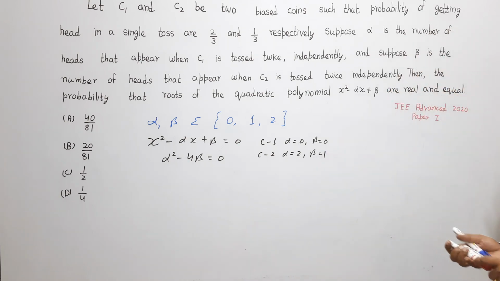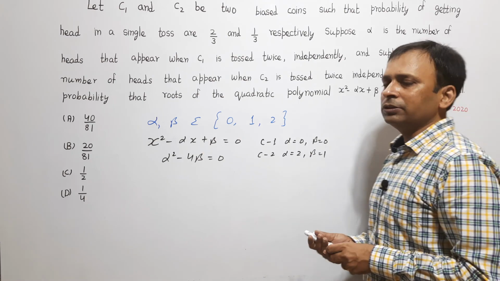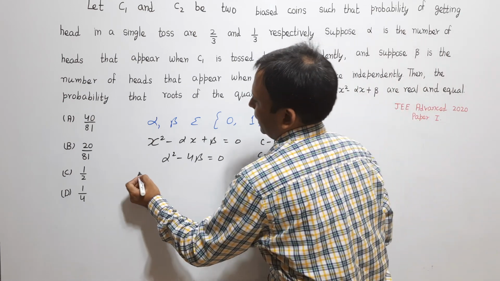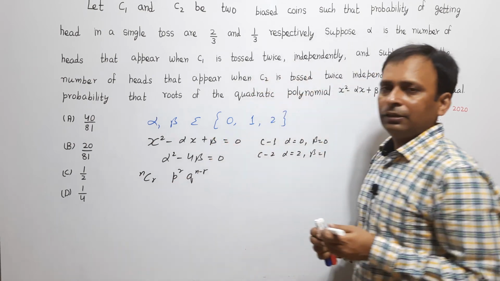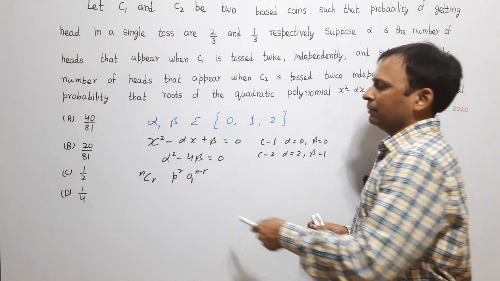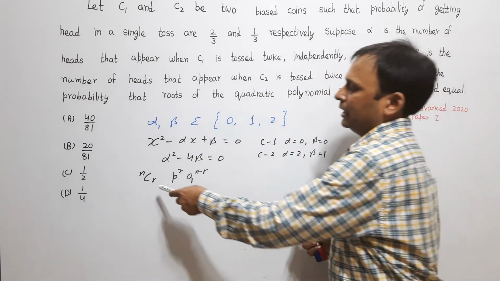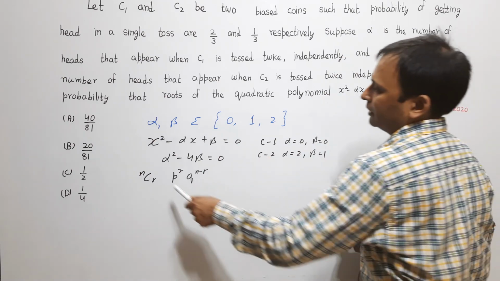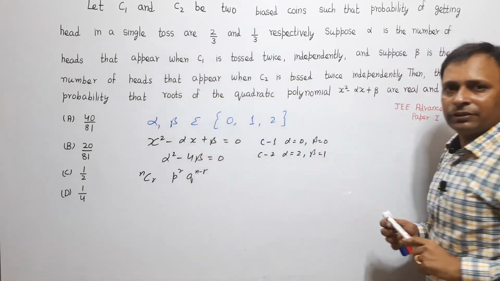So here what will happen is, if I say alpha is equal to 0 and beta equal to 0, here I will use the formula for the binomial distribution, wherein we will use the formula nCr p to the power r q to the power n minus r. This is the probability of getting r successes out of the n trials, where the probability of success is p for a single trial. This is the formula which we have already studied. Now using this formula, we can say the number of trials is equal to 2 in both the cases, for the first coin as well as for the second coin.